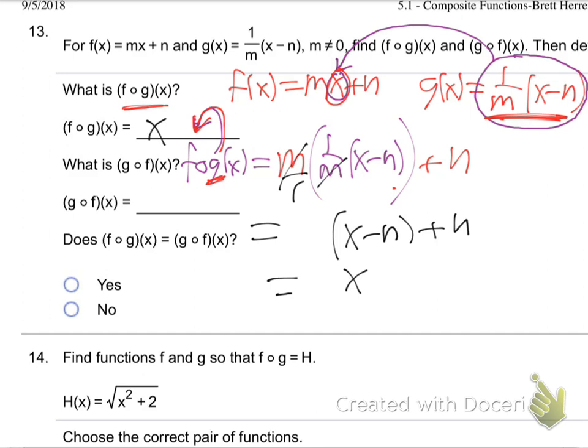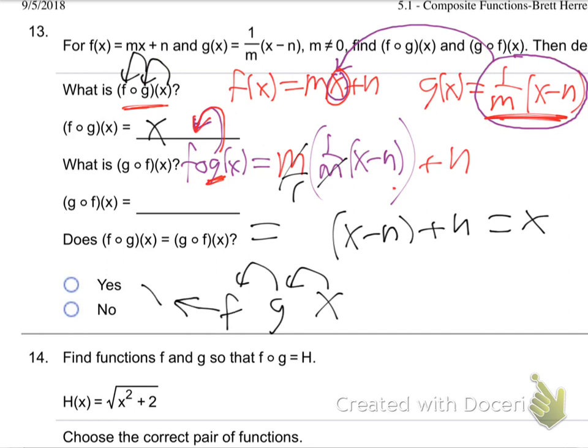That has a significance. Not only is that nice and clean, but that has a significant result. Think about what that means. We just took x, we put it into the g function, then into f, and when it came back out, it was the same way it started. So you're doing the opposite. So those are opposite functions.